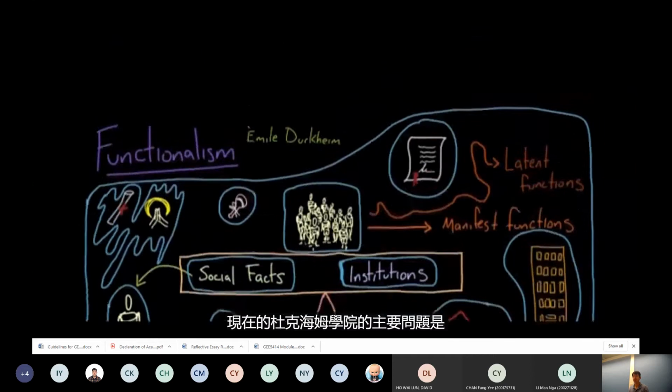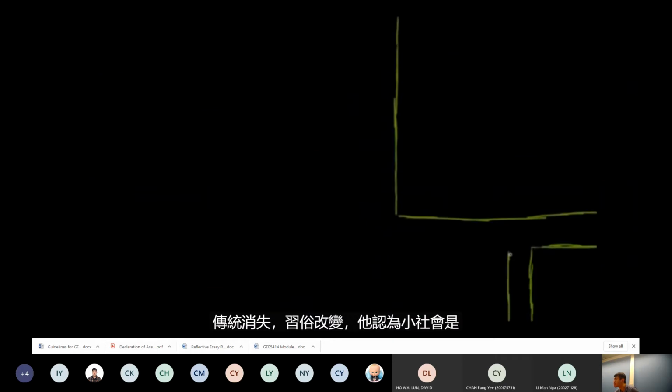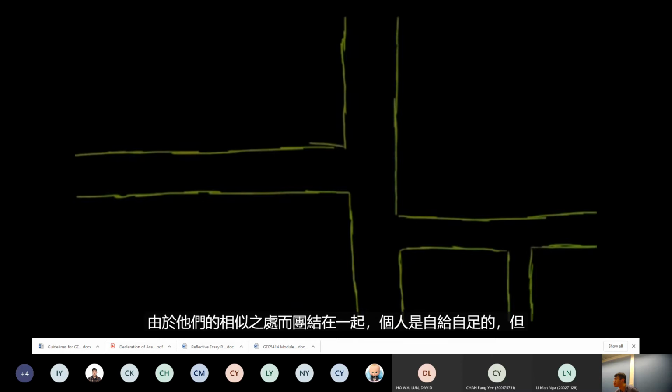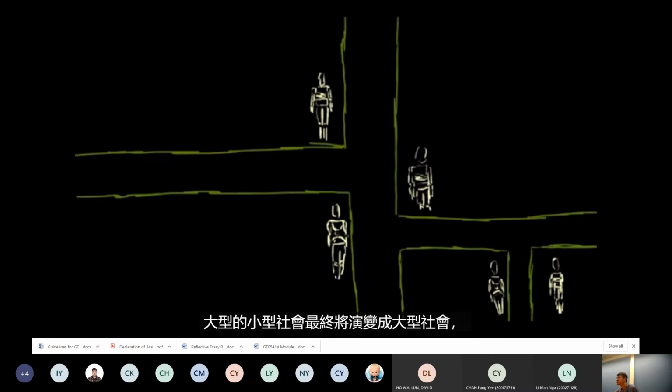Now, Durkheim's main question was, what holds a society together? How can it remain relatively stable even as traditions disappear and customs change? He thought that small societies were held together by their similarities, and the individual was self-sufficient. But that only works for small societies, and we all know societies change and grow large. The small society would eventually evolve into a large society where the individual was interdependent on others.